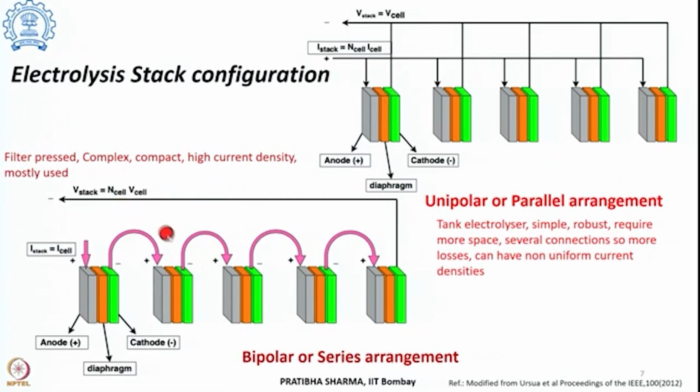The most widely used combination is the bipolar or the series arrangement, and in this the voltage of the stack depends upon the number of cells in the stack. If each cell has voltage V cell, then it is N cell times V cell. However, the same current flows through the stack as through the individual cell. In the unipolar or parallel arrangement, the current obtained is the number of cells times the current passing through the individual cell. So, the most widely used arrangement is the series combination or the bipolar arrangement.